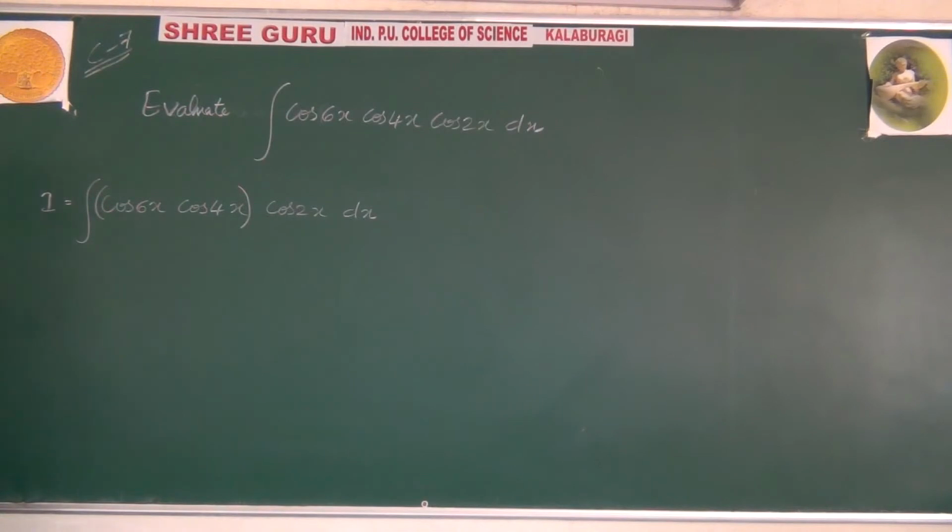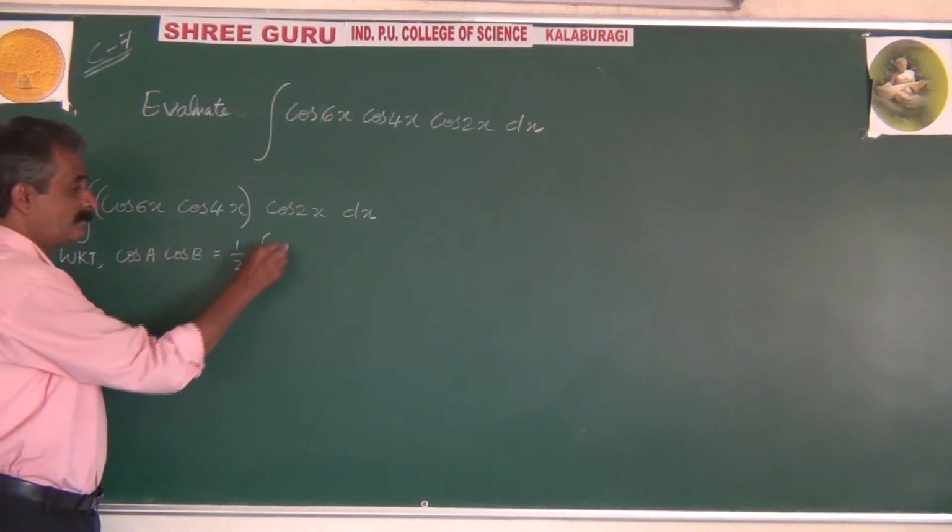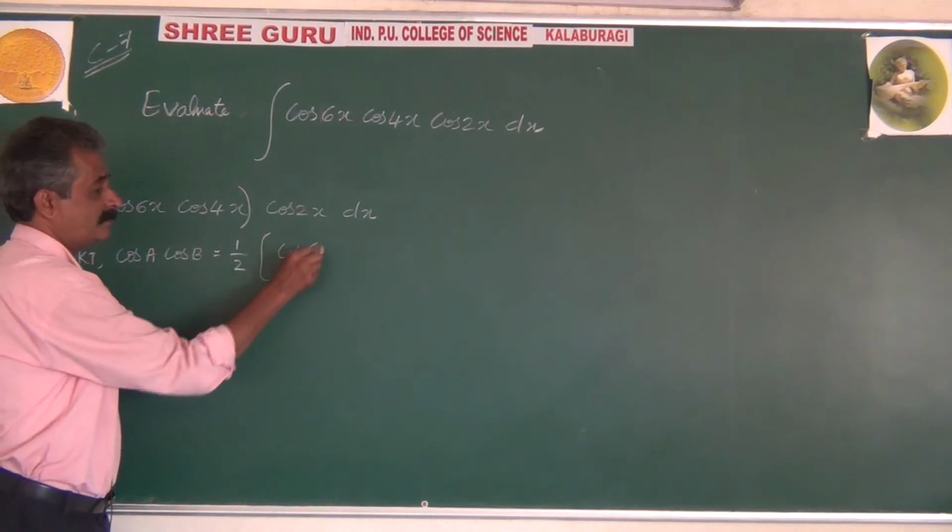So we can apply the cos A cos B formula. We know that the cos A cos B formula is 1 by 2 cos plus cos, meaning 1 by 2 cos of A plus B plus cos of A minus B.